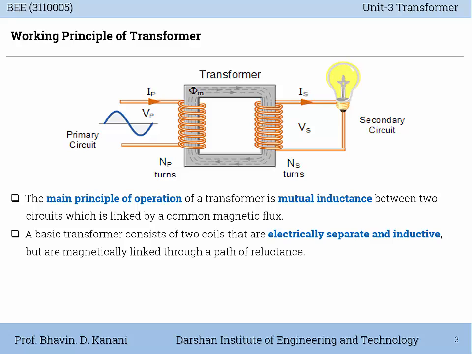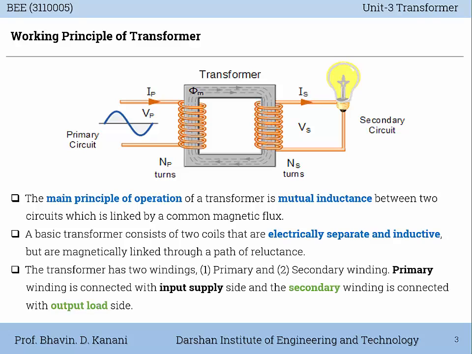A basic transformer consists of two coils that are electrically separate and inductive but are magnetically linked through a path of reluctance. The transformer has two windings, primary and secondary. Primary winding is connected with input supply side and the secondary winding is connected with output load side.